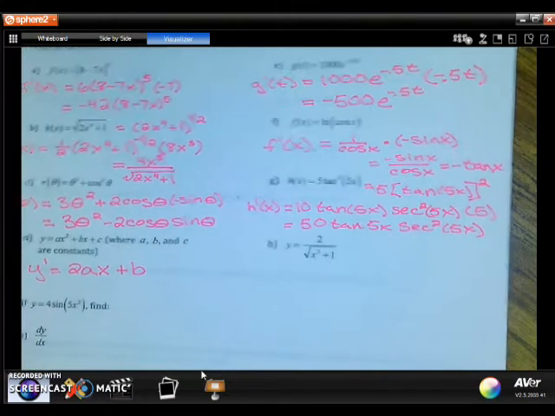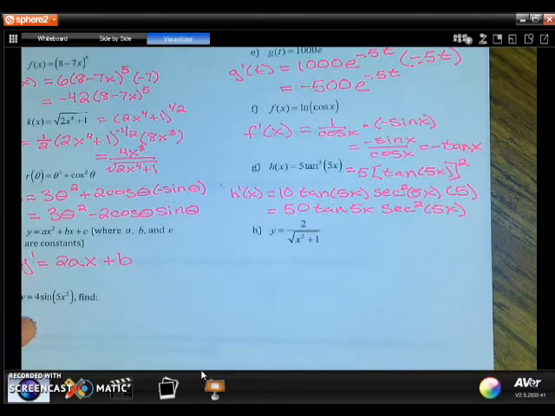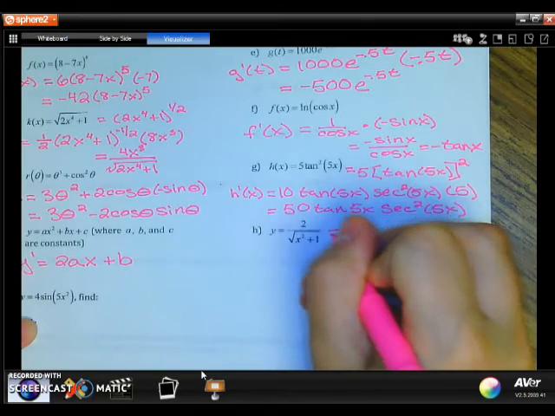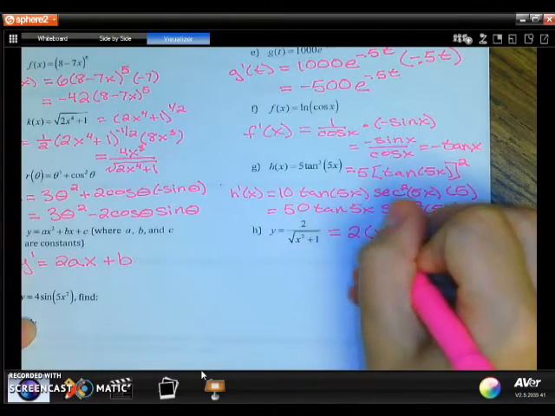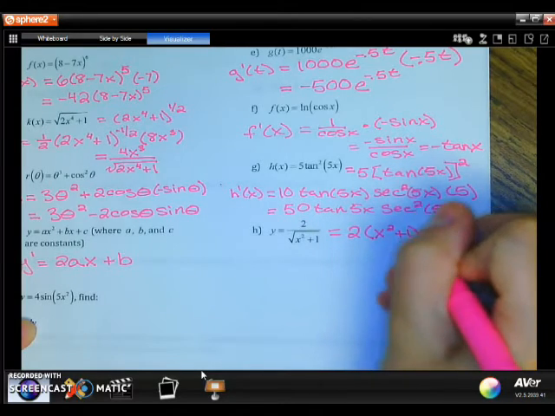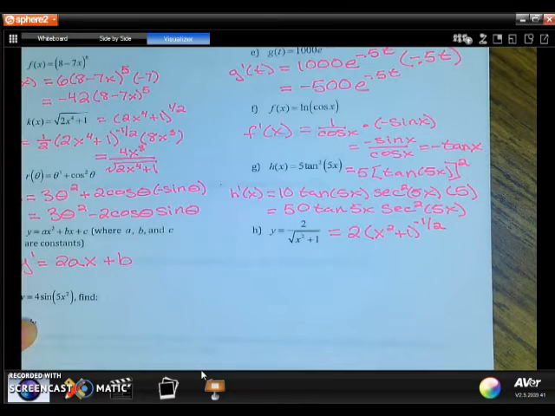Okay. Last one for this number 1. I would rewrite the original again. Whenever I see a square root, I should be thinking raising that to the 1/2 power. This square root is in the denominator. So when I rewrite it with that in the numerator, it's going to become x squared plus 1 raised to the negative 1/2. And now I can use chain rule again.